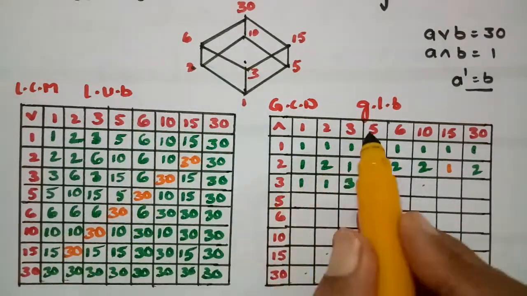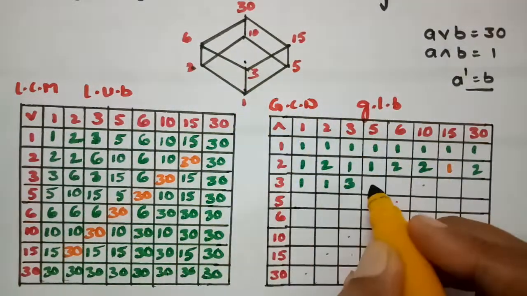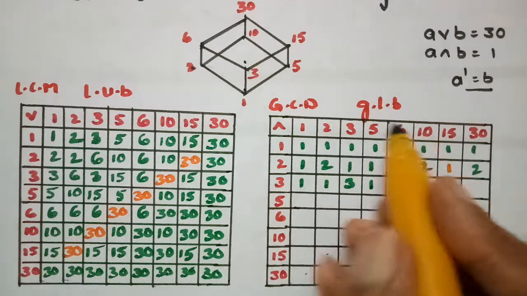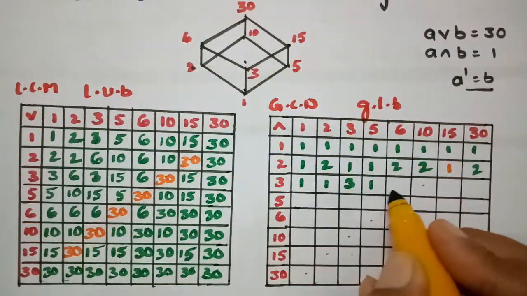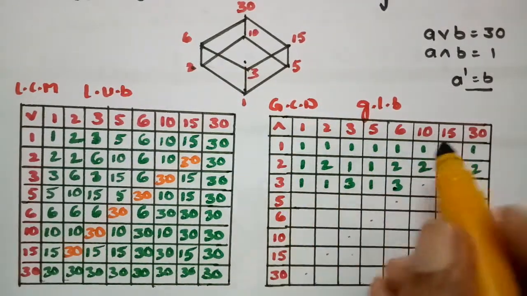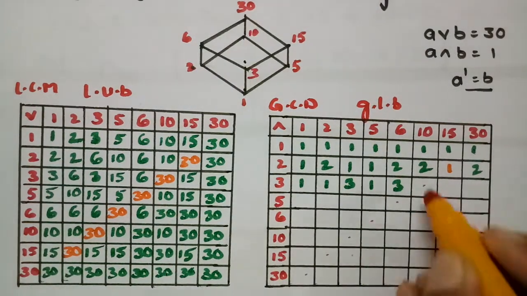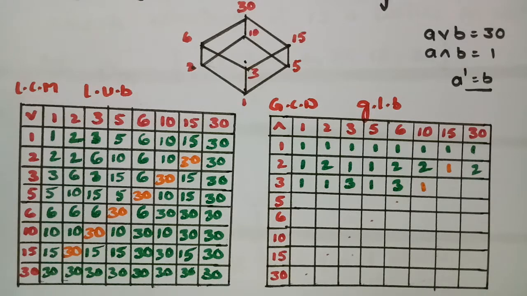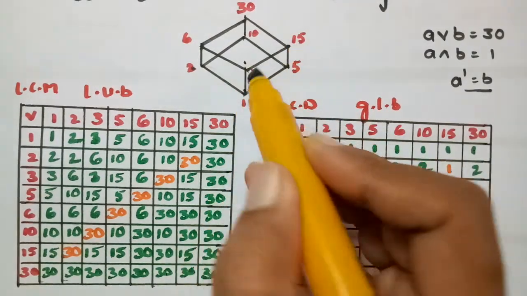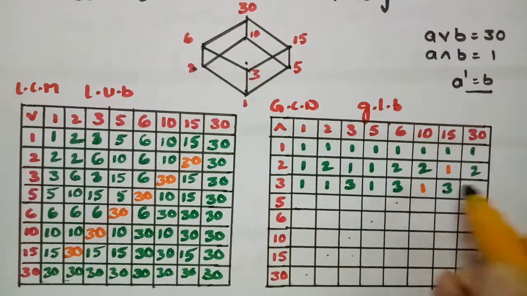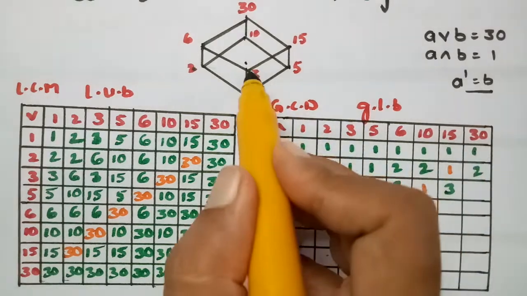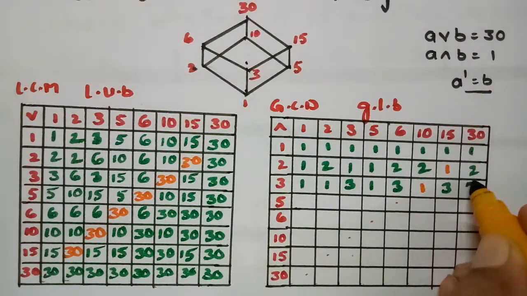Among 3 and 5, the lower bound is 1. Among 3 and 6, the lower bound here is 3. 3 and 10, the lower bound here is 1. And among 3 and 15, the lower bound is 3. 3 and 30, the lower bound here is 3.